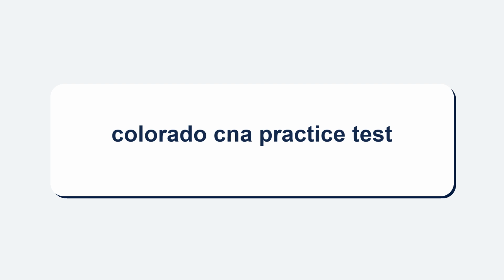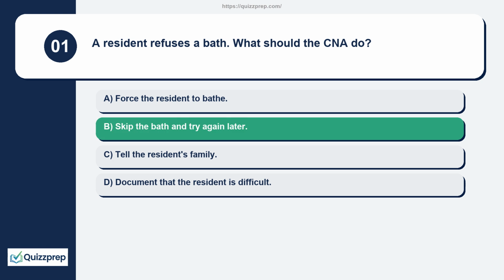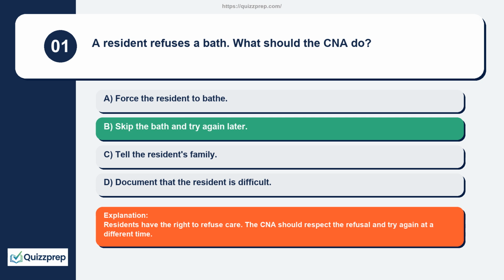Colorado CNA practice test. Question 1. A resident refuses a bath. What should the CNA do? Force the resident to bathe. Skip the bath and try again later. Tell the resident's family. Document that the resident is difficult. Residents have the right to refuse care. The CNA should respect the refusal and try again at a different time.